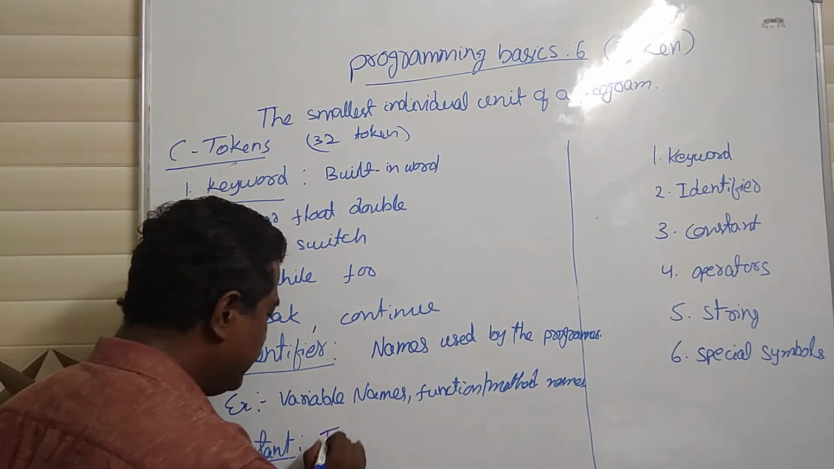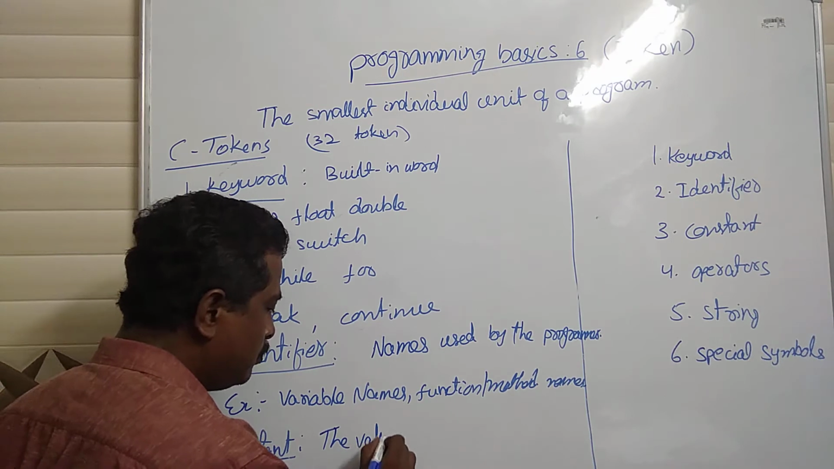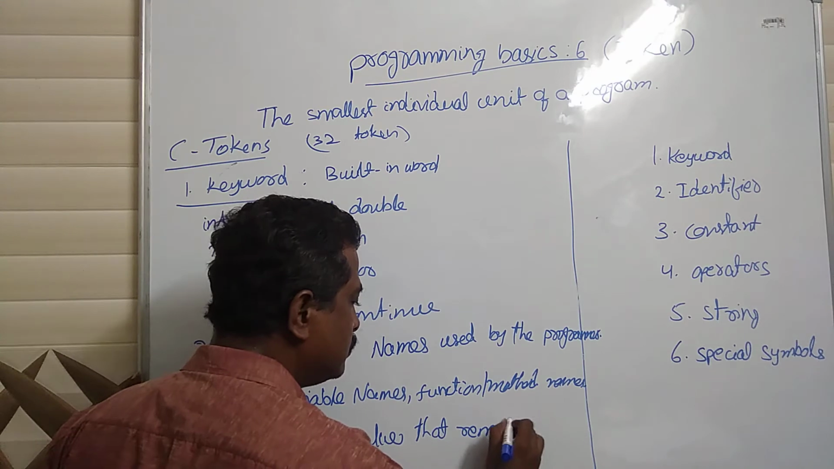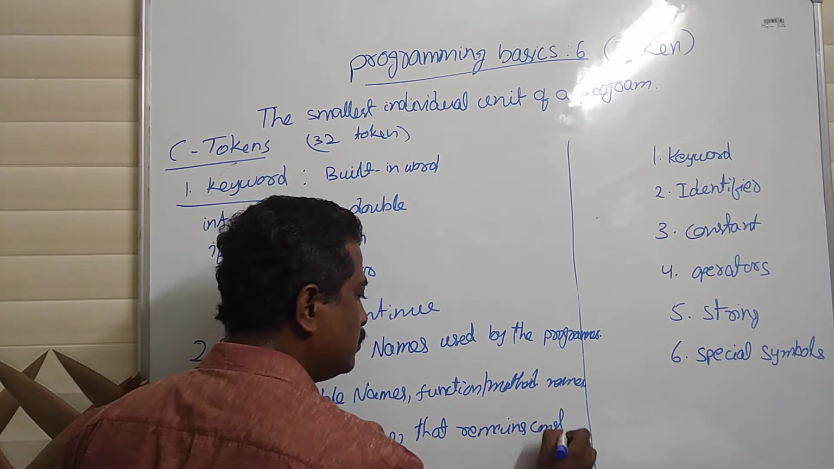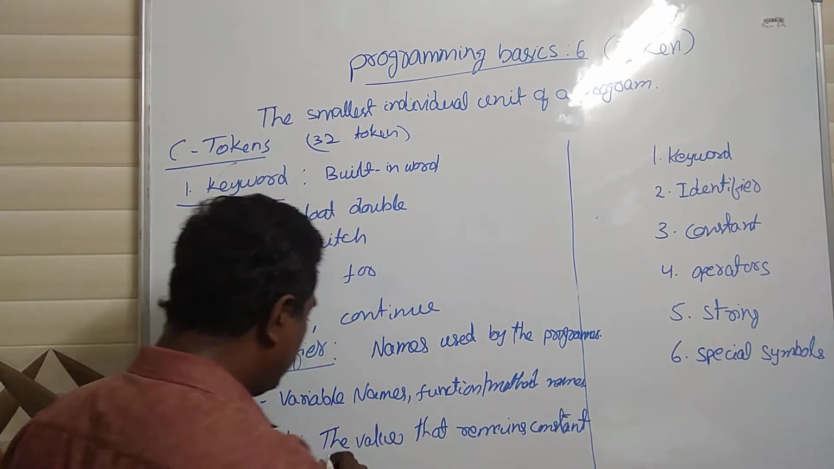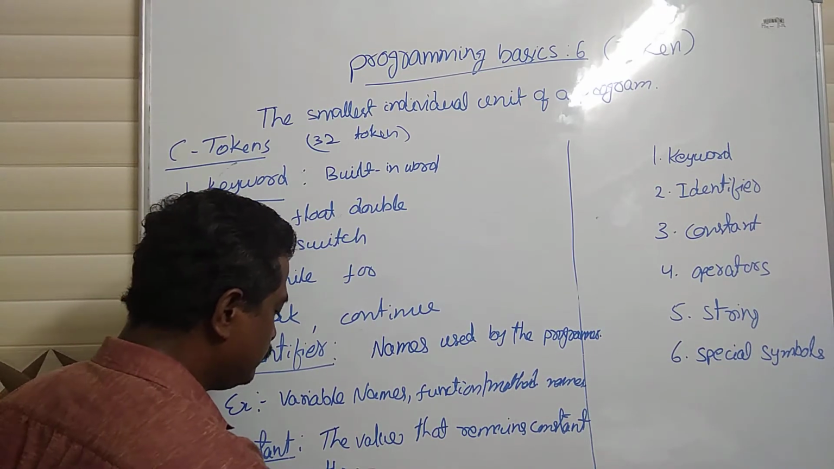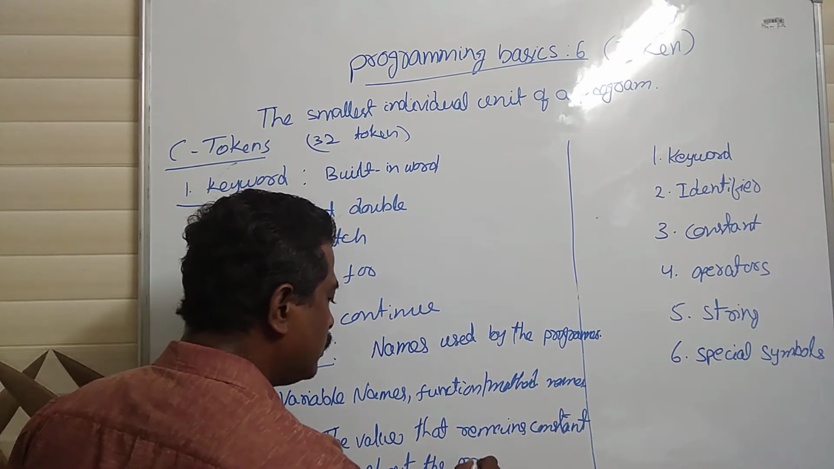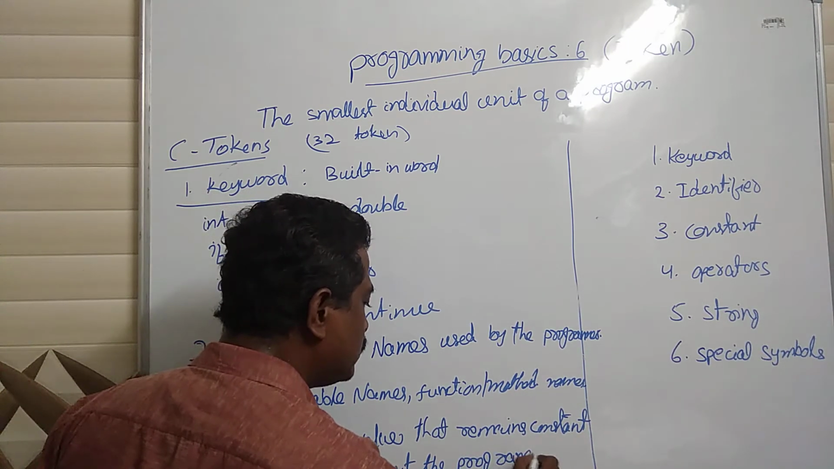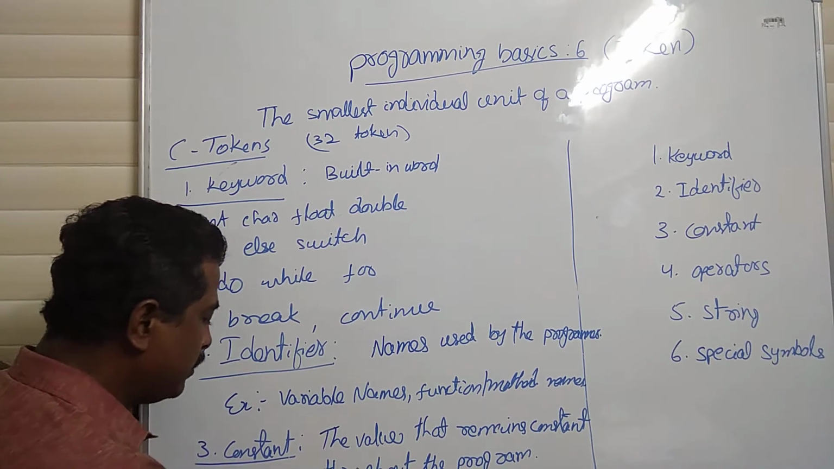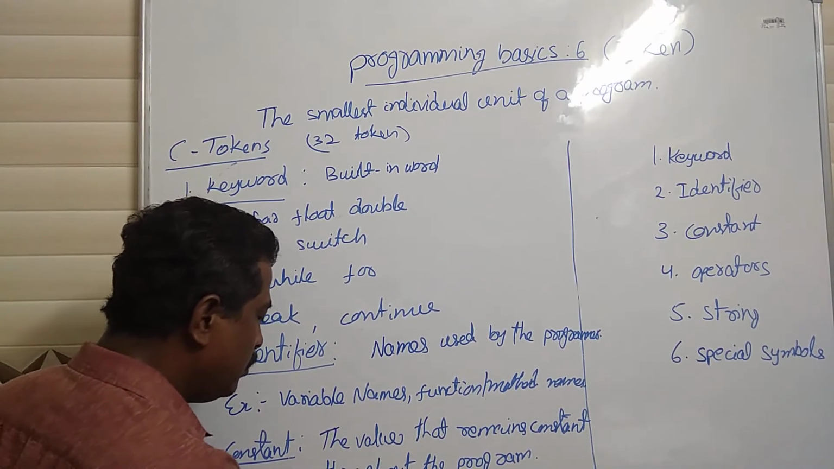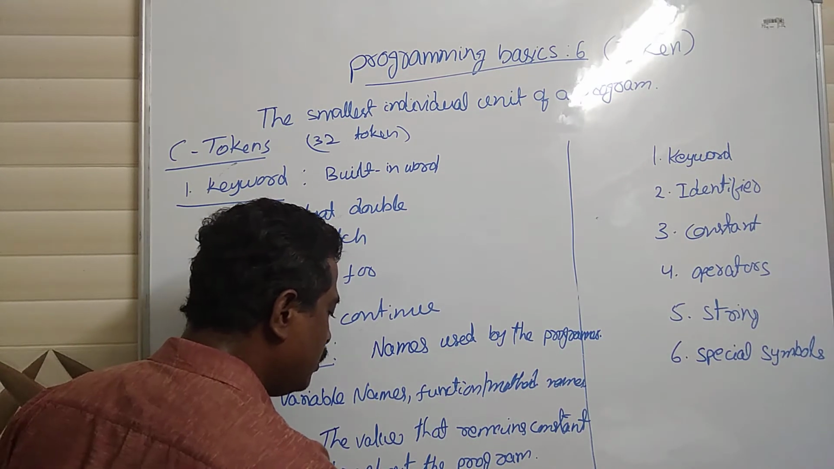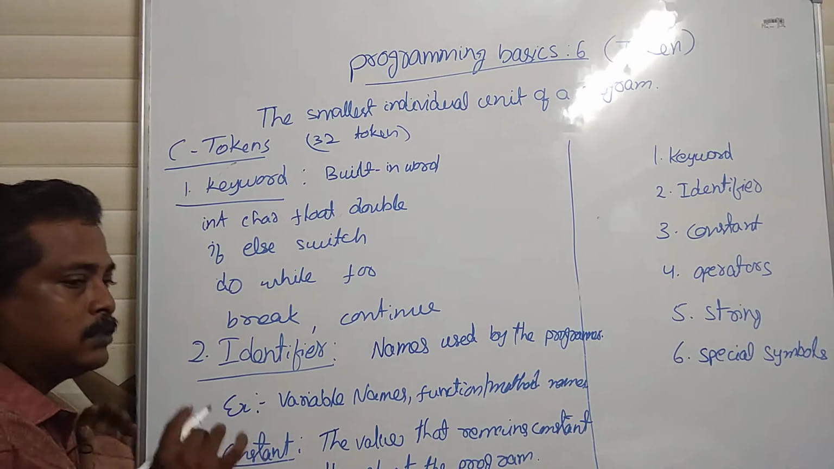Okay. The value that remains constant throughout the program. Okay. If I am talking about integer constant, in last example I have taken 10, 20. Similarly, character constant you can take A, B. Okay, these are the constants.